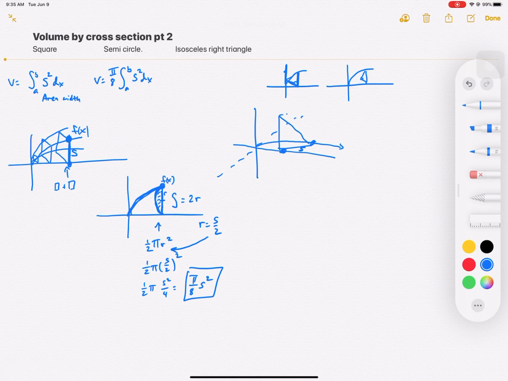But we said this was just half a square. So the equation here for a leg on base would be the integral from a to b of s squared dx. And since it's only half the square, we throw a 1/2 in front.